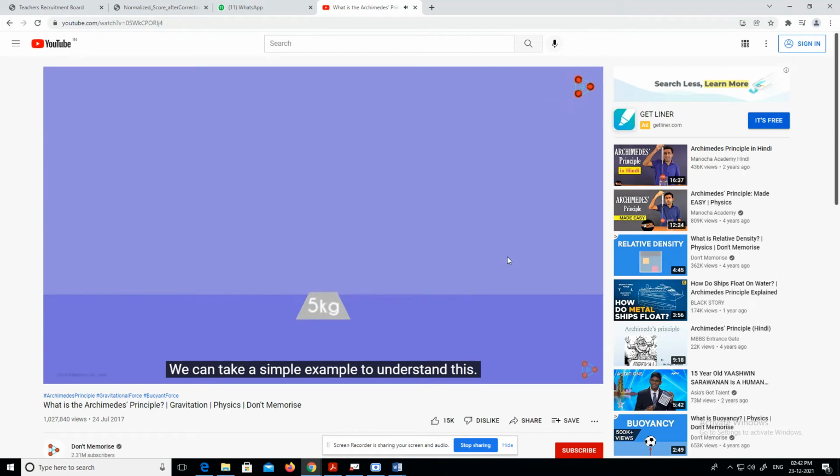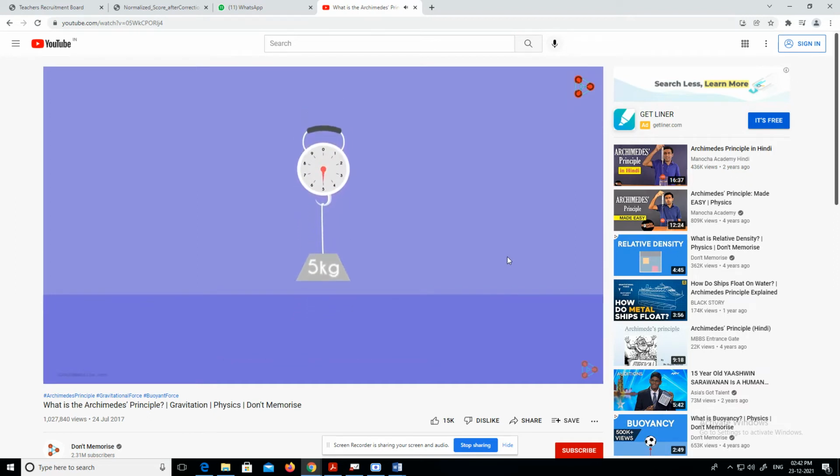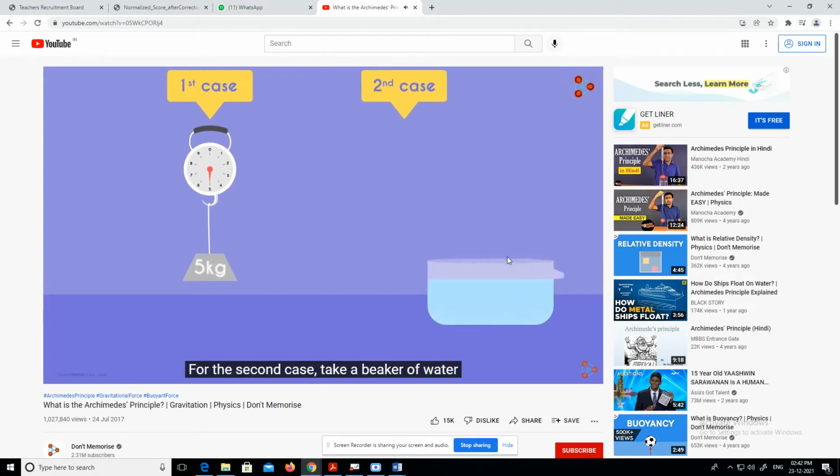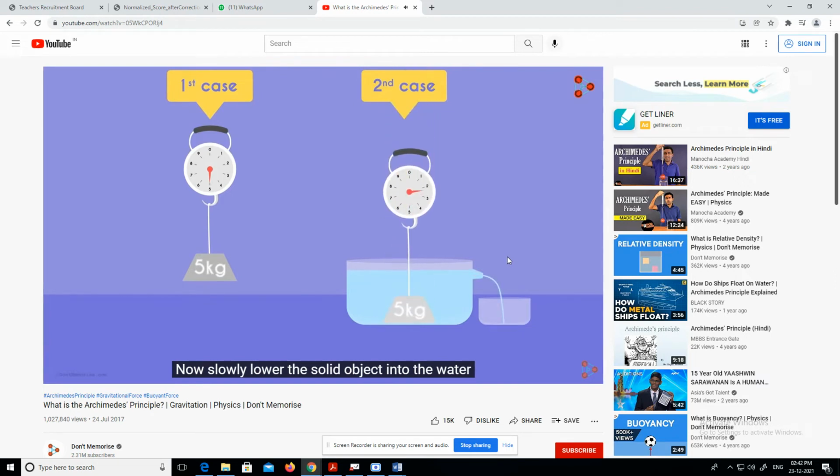We can take a simple example to understand this. Take a 5 kg solid object and suspend it by a spring balance. The balance will read 5 kilograms. Let this be the first case. For the second case, take a beaker of water which has a small opening at the top. The water in the beaker is filled right up to the opening, and we keep a small container under the opening. Now slowly lower the solid object into the water and you'll see that the reading is a lower number as compared to the previous case.